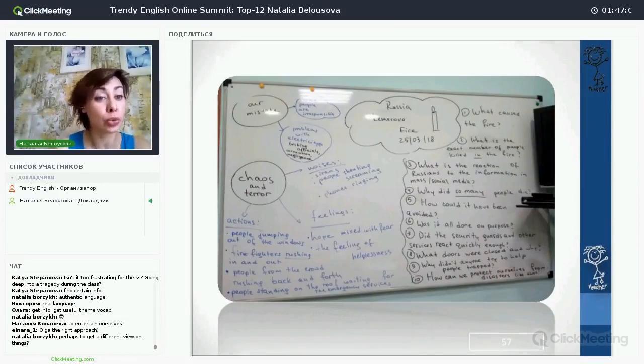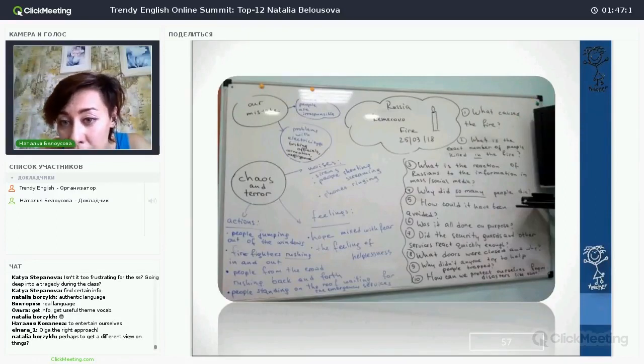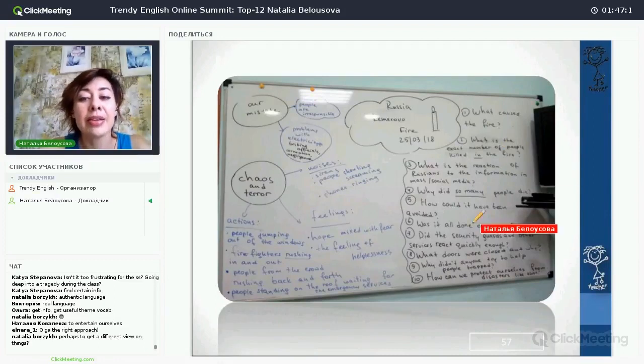And again, as a group, at this stage, even before reading the text, they might correct a few inaccuracies and everything. So you see that the questions are really meaningful, like what caused the fire? What is the exact number of people killed in the fire? What is the reaction of the Russians? And then they asked me to underline this part. Why did so many people die? Because they couldn't believe that the number of people, and so on.